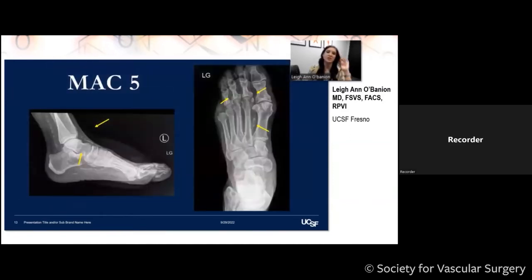You can see on the plain X-ray shown here that our patient has severe medial arterial calcification in all assessment points shown by the yellow arrows, giving him a MAC score of 5.